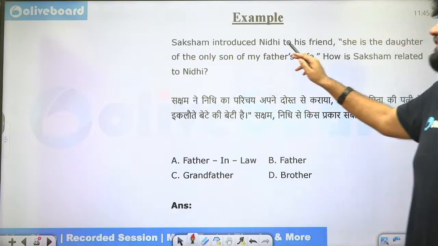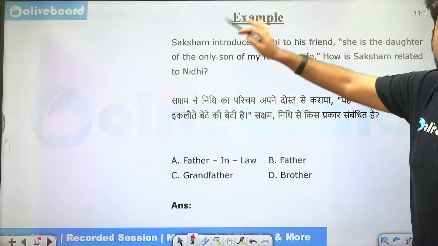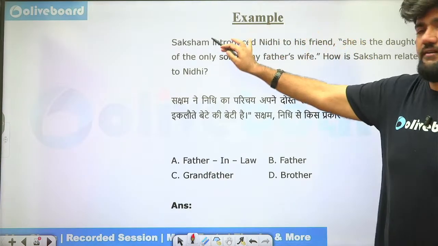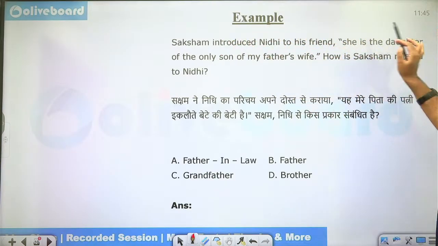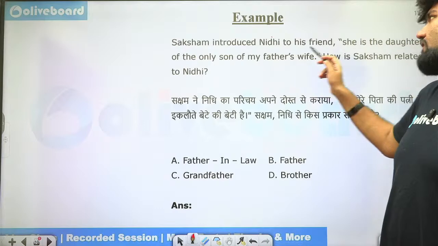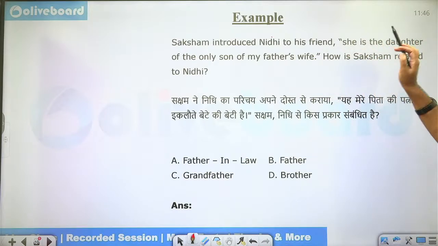Saksham introduced Nidhi to his friend. Saksham is introducing Nidhi to his friend. Whose friend? Saksham's friend. "She is the daughter." So this is a direct speech now. She is the daughter, which means Nidhi is a female. "She is the daughter of the only son of my father's wife." How is Saksham related to Nidhi?